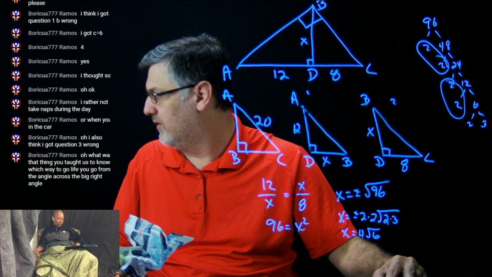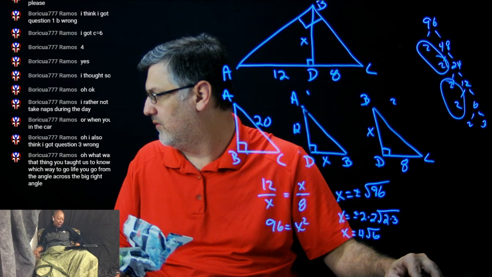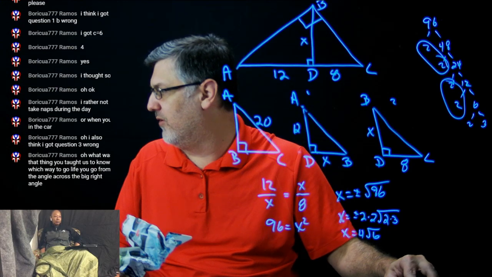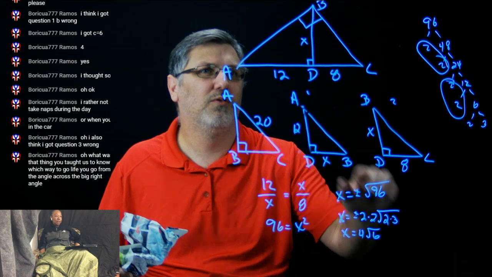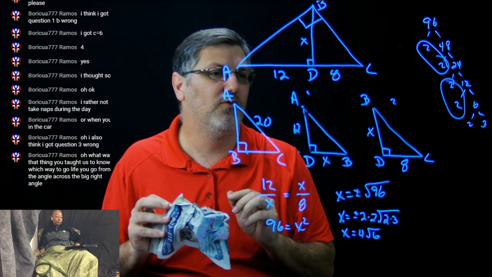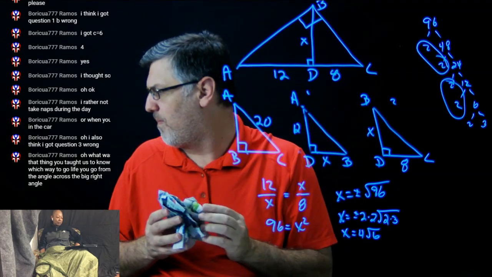What was that thing? Oh, that's the hypotenuse. If you go across from the big right angle, going straight across to the hypotenuse. Sorry. Yes.